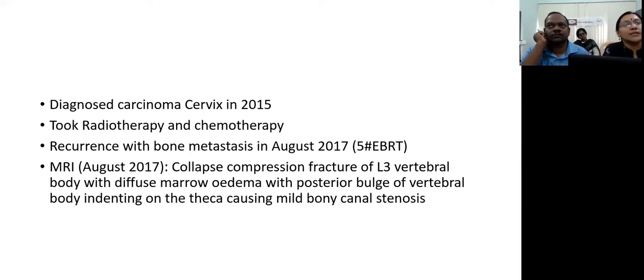The patient history says that she was diagnosed with carcinoma cervix in 2015 and had taken radiotherapy and chemotherapy. She had a recurrence with bone metastasis in August 2017, for which she underwent 5 fractions of radiation. MRI was repeated in August 2017, which showed a collapse compression fracture of the L3 vertebral body with diffuse marrow edema with posterior bulge of the vertebral body indenting on the theca, causing mild bony canal stenosis.